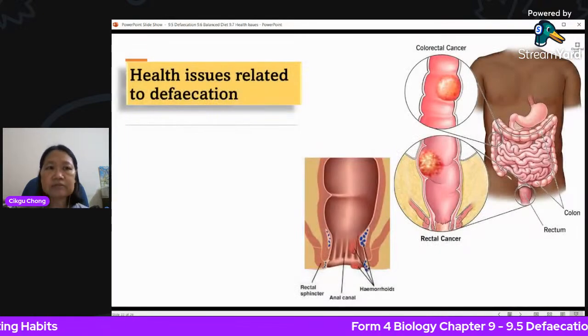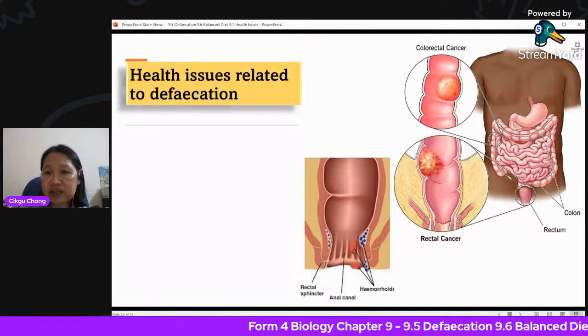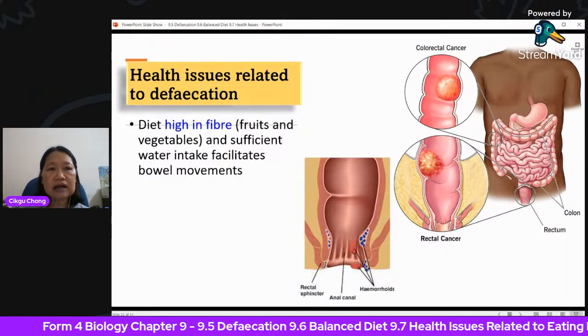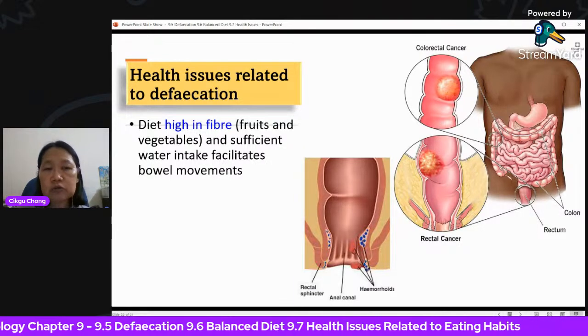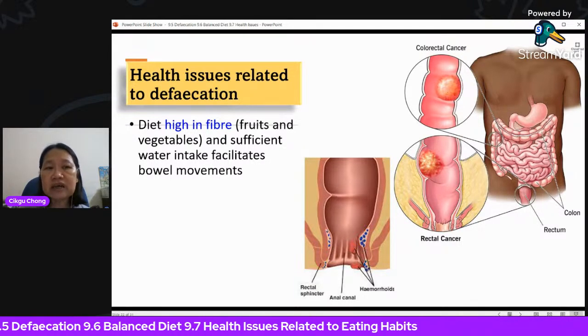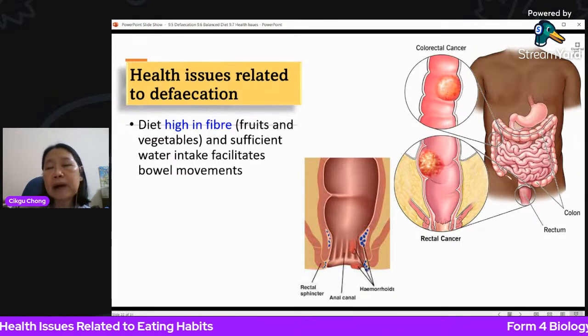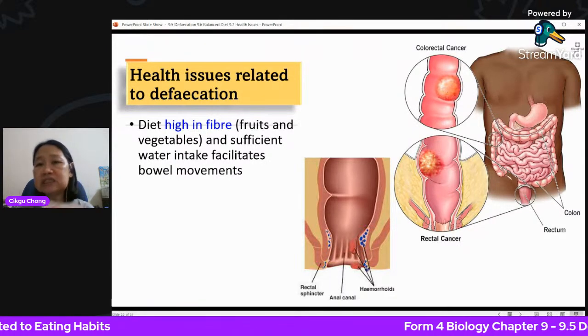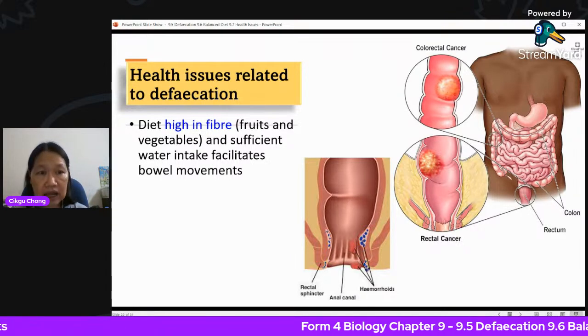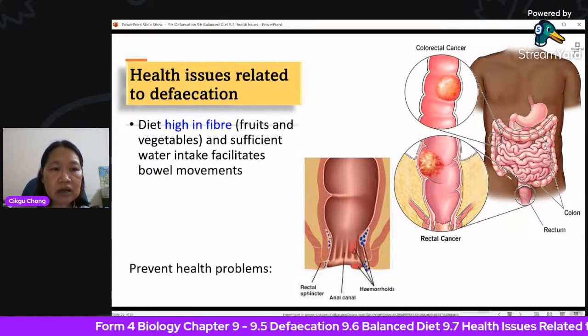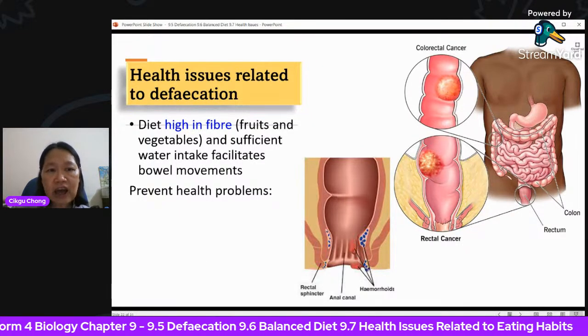Okay, so next one, health issues related to defecation. If you have defecation problems, you will have these things. A diet that is high in fiber will be very good, fruits and vegetables. And also you drink enough water, sufficient water will facilitate bowel movements. That means make it move faster. It will not stay there for a long time. Like I said, staying there a long time makes the feces become hard. So, preventing health problems.